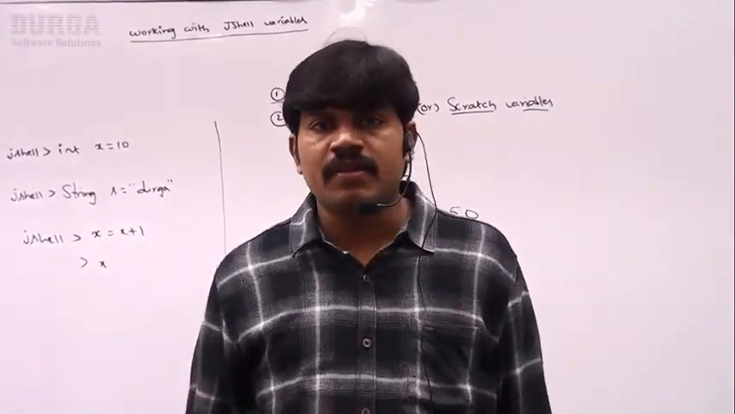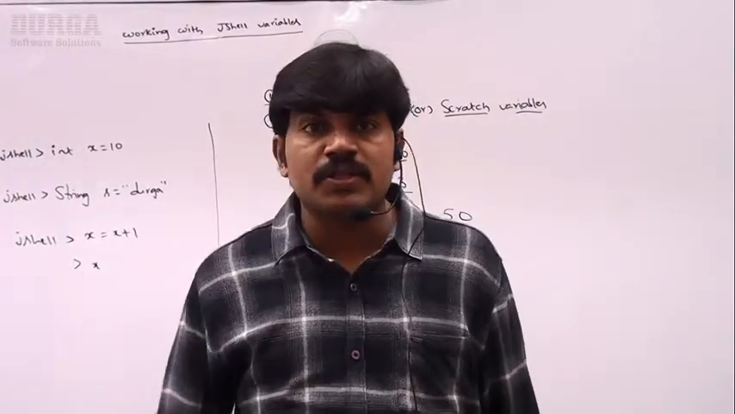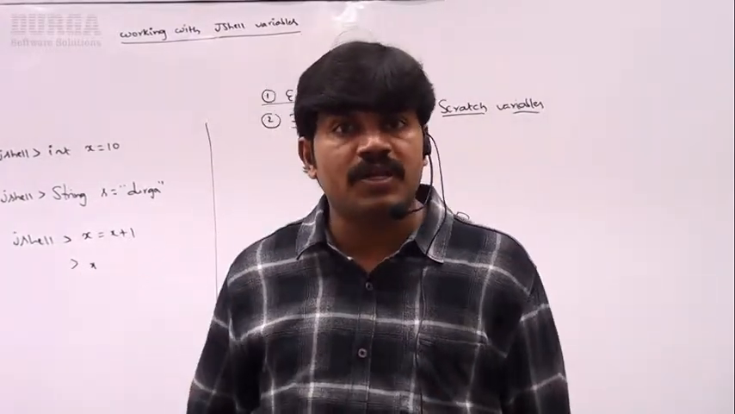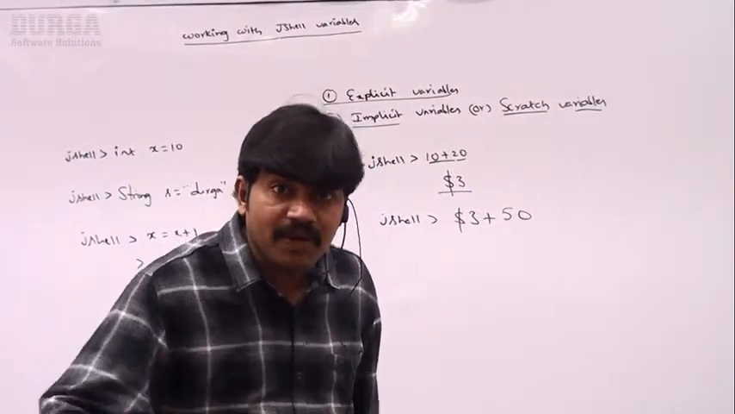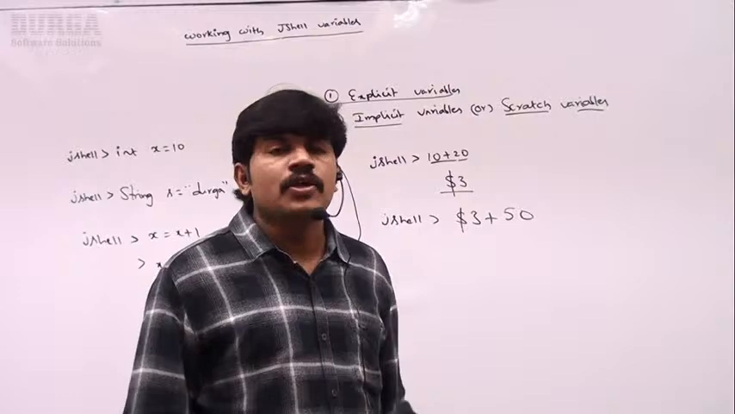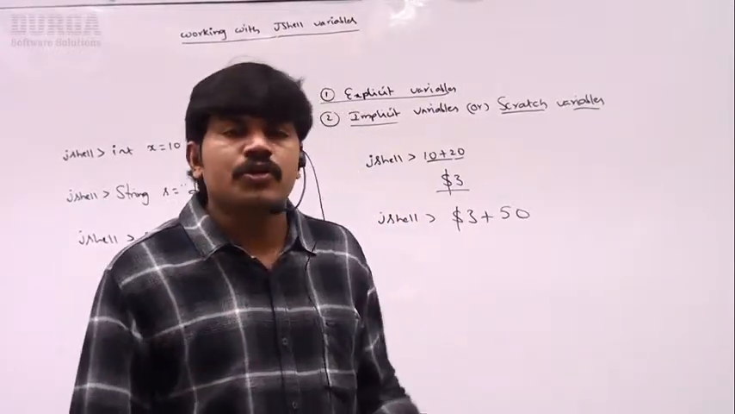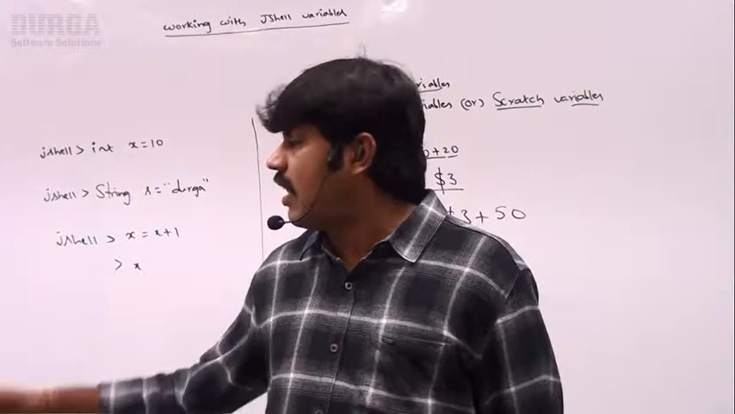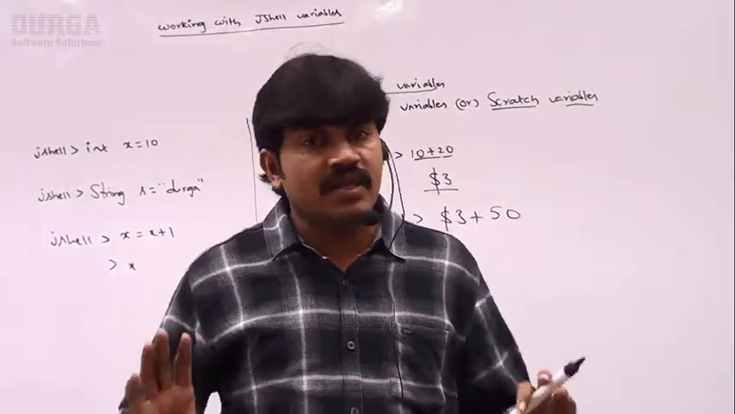Two types of variable: explicit variable and implicit variable. Explicit variables are the variables which are provided by the programmer. Implicit variables are the variables which are created implicitly by JShell automatically to hold temporary results. Based on our requirement, you can use scratch variables or you can use explicit variables. No problem at all. Both are allowed.